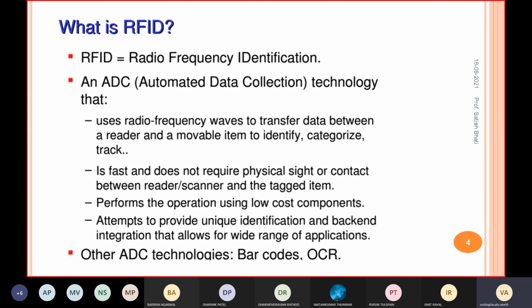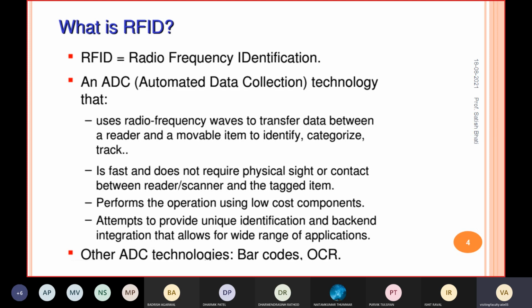This RFID performs the operation using low cost components, right? So whatever components we are using, their cost is very low. The RFID attempts to provide unique identification and backend integration that allows for a wide range of applications, right? So the main aim is to identify the particular item. And as I told, other kinds of automated data collection technologies are barcodes and OCR.